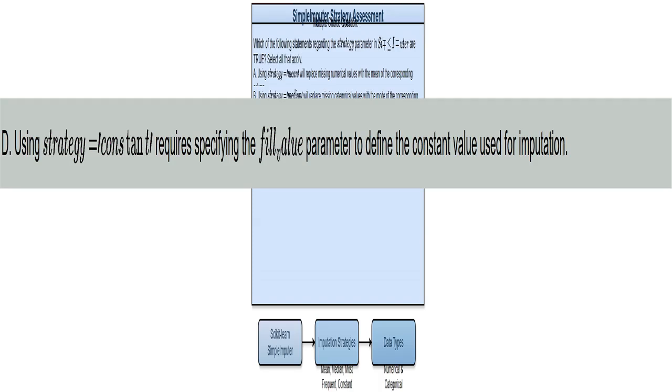This statement is correct. If I choose to fill in missing data with the same constant value, I need to tell the SimpleImputer what that value is using the fill_value parameter.